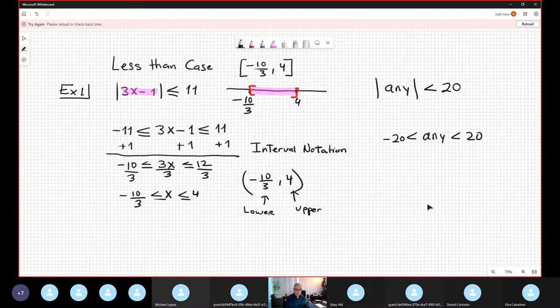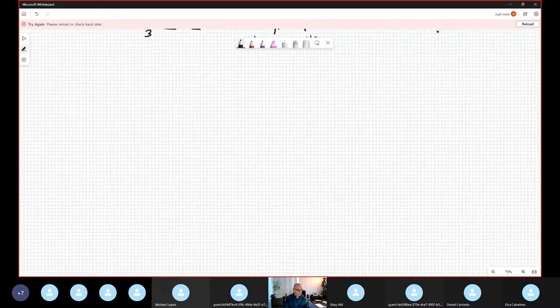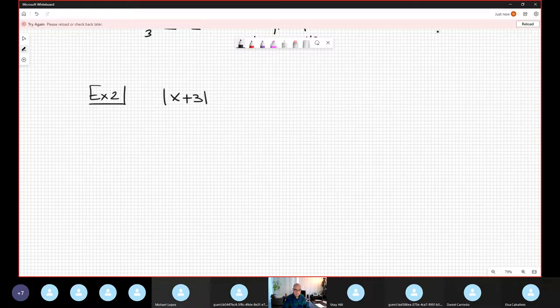However, when it's greater than, let me try to explain. Suppose this example is example 2: absolute value of x plus 3 greater than or equal to 7. A lot of students don't understand that part very well. It's a classic. Some people erase the bar, thinking the bar is not important. No, the bar is super important.